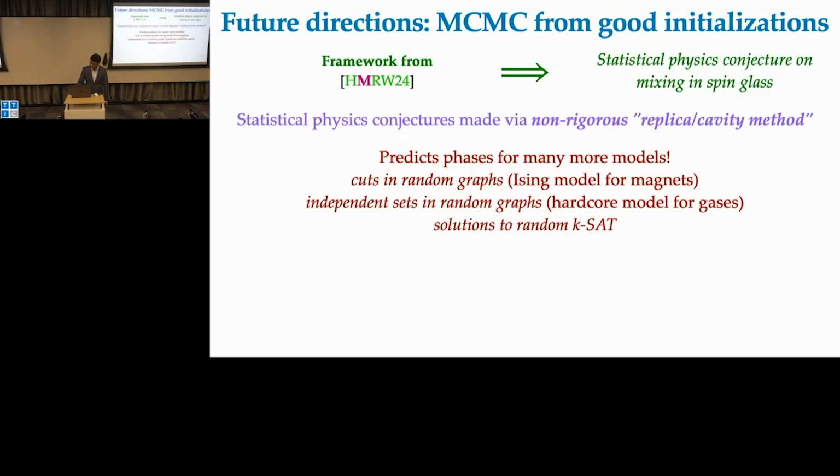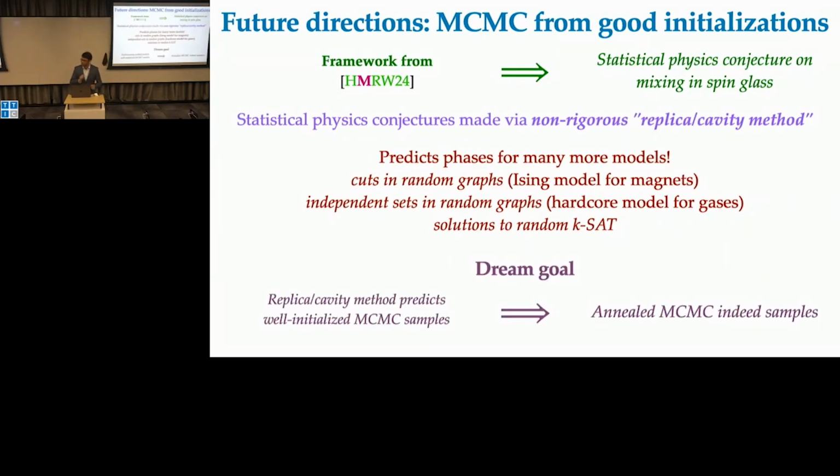Now there's a similar meta theorem to be proved, which I won't go over in the interest of time, but basically it's some sort of meta theorem to try to say something about when a Markov chain mixes from a good initialization.